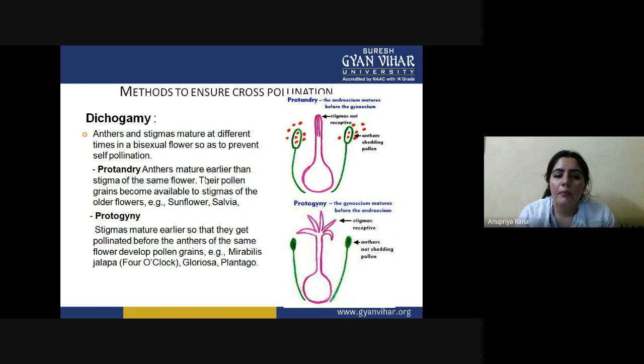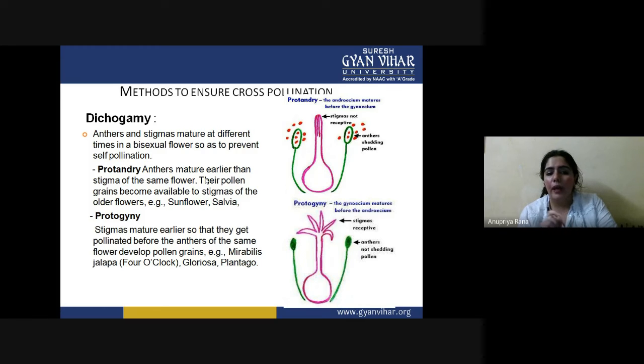Second is protandry, which means the anther matures earlier than the stigma of the same flower. Their pollen grains become available to the stigma of an older flower, like in sunflower or salvia. So basically, what happens here? The anther matures very early, the stigma isn't ready yet, but the anther matures early. So they can fertilize the same plant's older stigma, not the new stigma. So their pollen grains become available to the stigma of an older flower. When the anther develops first, that is called protandry.